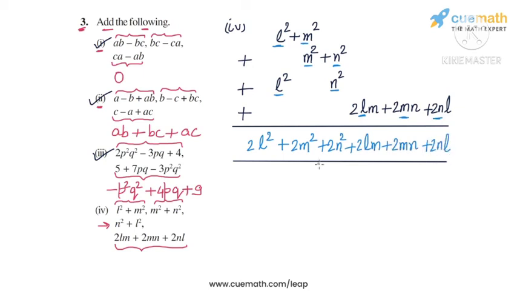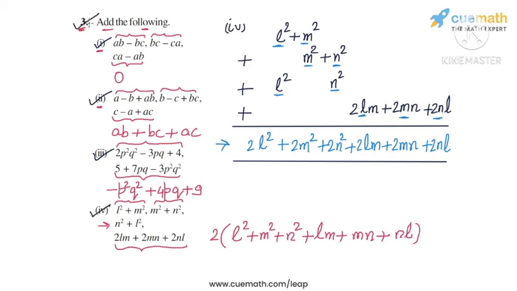So this is the sum that we obtain, and we see that the factor 2 is common in each of the 6 terms in the expression that we obtained. So we can take out this factor of 2 as a common expression, as a common multiplier, and write the answer as 2 times L square plus M square plus N square plus LM plus MN plus NL. So this is the answer for part 4, and with this we have completed question number 3.